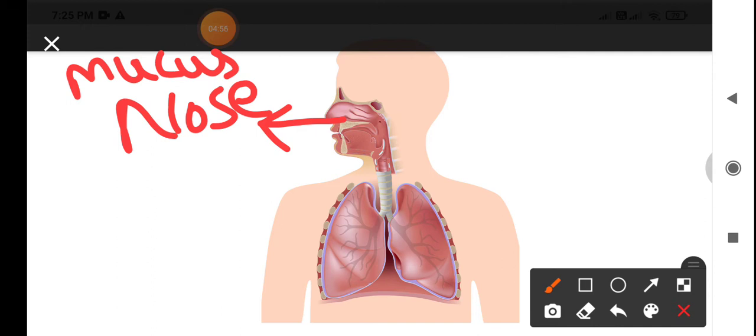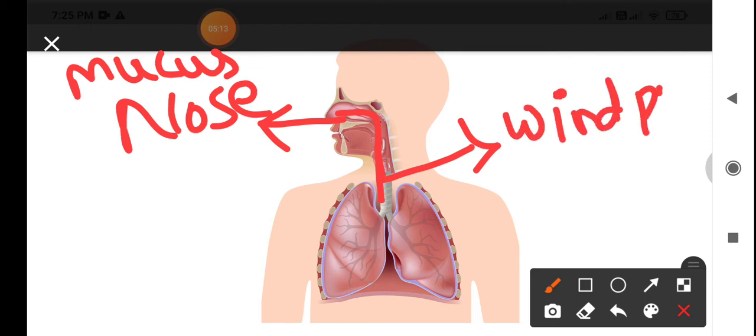Okay, and then from the nose the air enters into the windpipe. This is called the windpipe. The white color pipe which is connected to the lungs and to the nose is known as the windpipe. From the nose, the air enters into the windpipe. So here it acts like a path to carry air from the nose to the lungs. And again from the lungs, the air goes back to the nose. So it's acting like a carrier for the air.